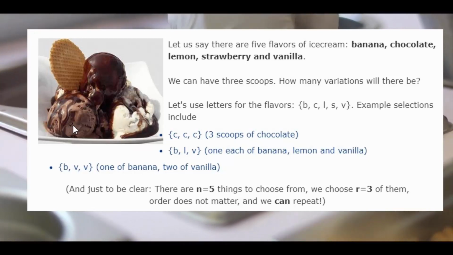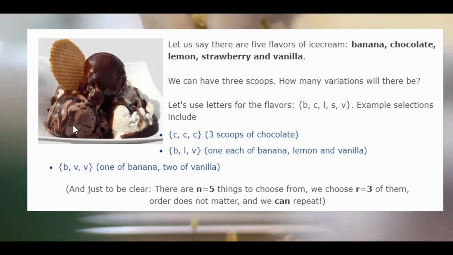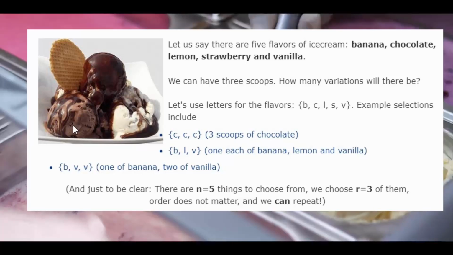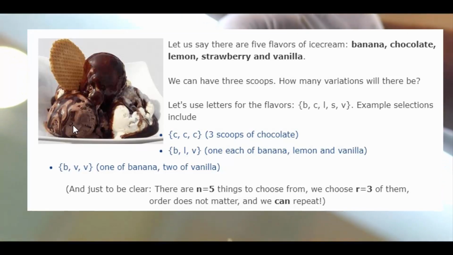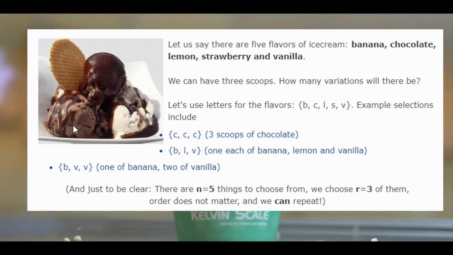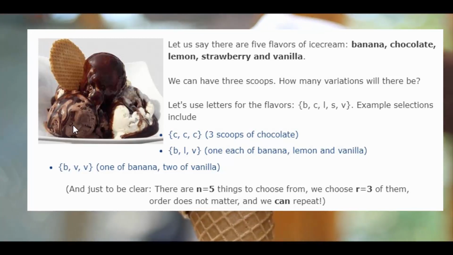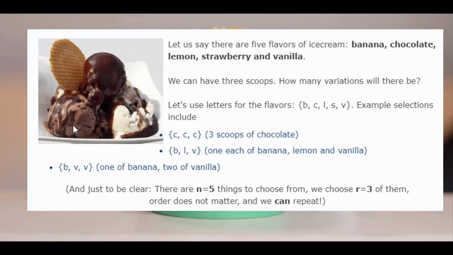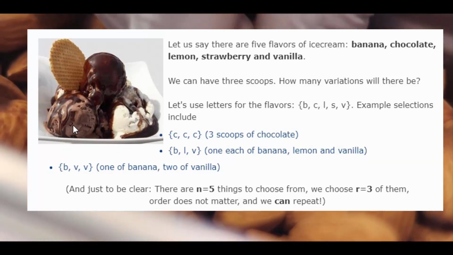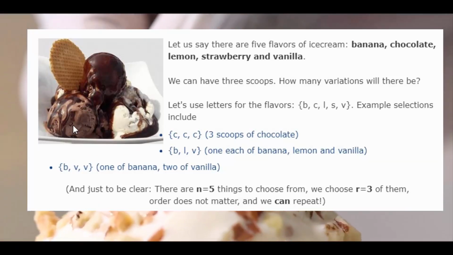A person comes in and says, you know what, Mr. Ice Cream Man or ice cream lady, I want 3 scoops of ice cream. So how many different ways can I have 3 scoops of ice cream? That would be a fun example of combinations with repetition.